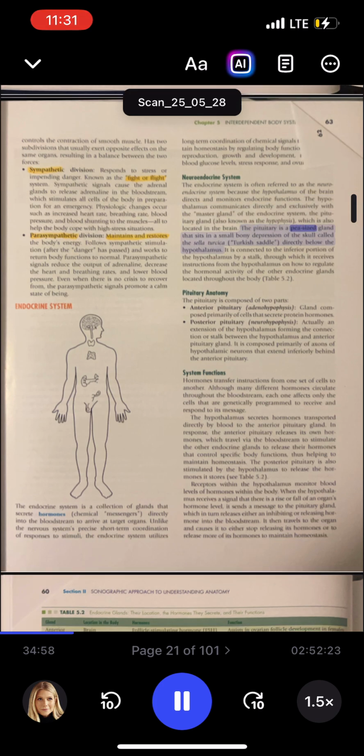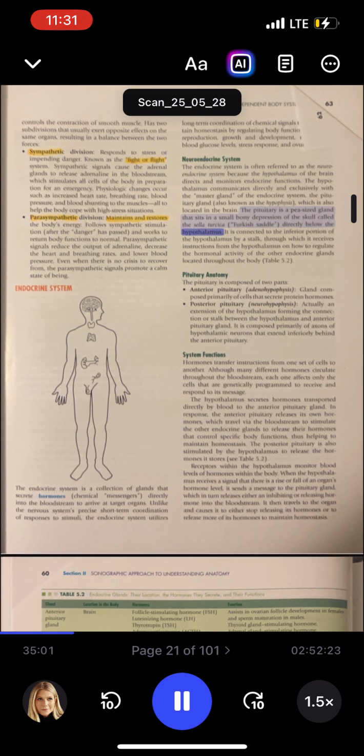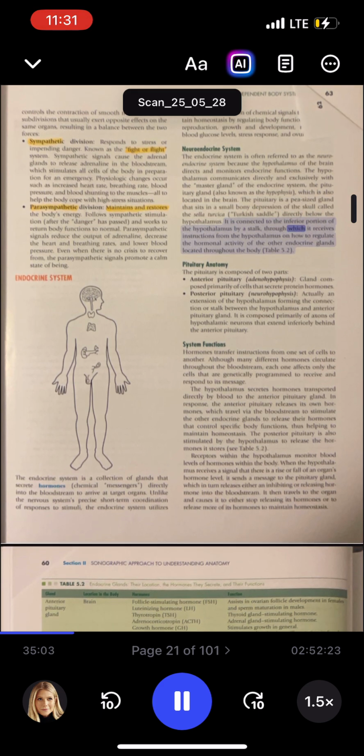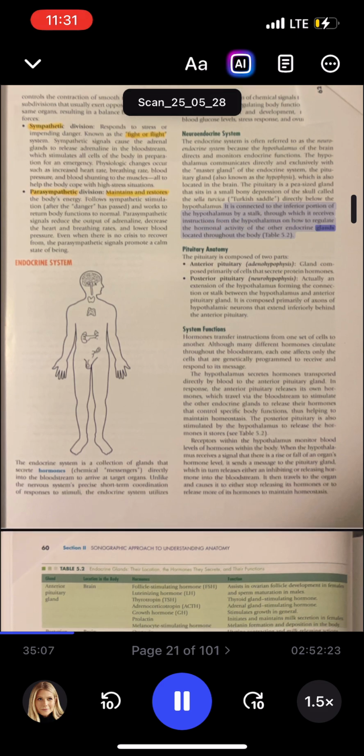The pituitary is a pea-sized gland that sits in a small bony depression of the skull called the sella turcica, Turkish saddle, directly below the hypothalamus. It is connected to the inferior portion of the hypothalamus by a stalk, through which it receives instructions from the hypothalamus on how to regulate the hormonal activity of the other endocrine glands located throughout the body.